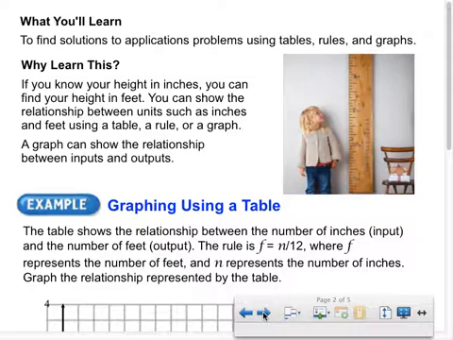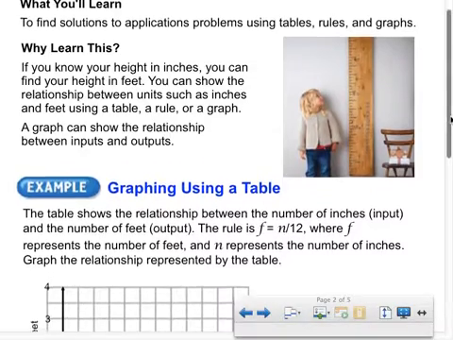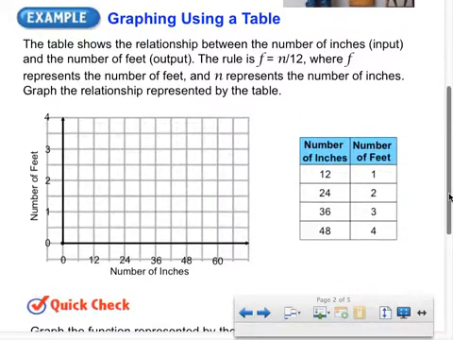So what you'll learn is to find solutions to application problems using tables, rules, and graphs. Why learn this? If you know your height in inches, you can find your height in feet. You can show the relationship between units such as inches and feet using a table, a rule, or a graph. A graph can show the relationship between inputs and outputs. Okay, graphing using a table.